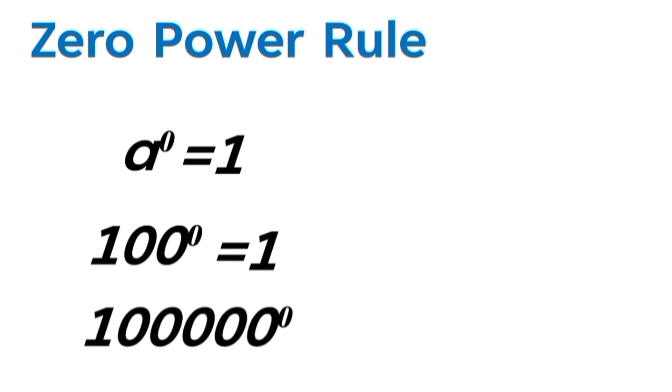The zero power rule. We have a to the power 0. Any number raised to the power 0 is equal to 1. 100 raised to the power 0 is equal to 1. 100,000 raised to the power 0 is equal to 1. Even 1 million raised to the power 0 is equal to 1. x to the power 0 is equal to 1.